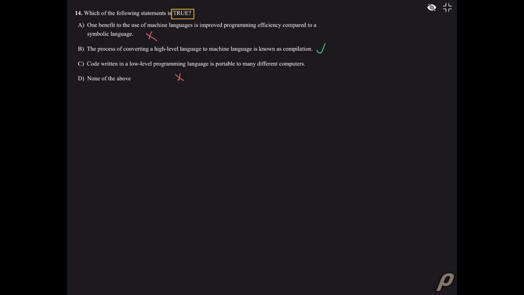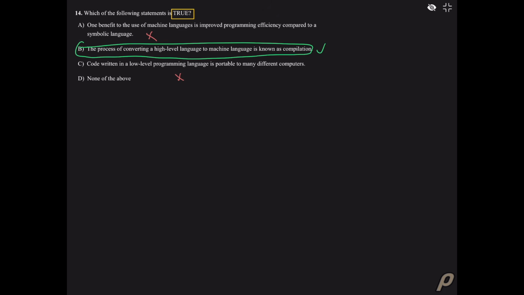So something that's using x64 architecture is not going to work on an ARM Cortex. Those words probably don't mean much to most of you, and you don't need to know what those mean. But just know that anything in a low-level programming language, the assembly is pretty specific to the processor architecture that's on the computer. So that is indeed false. So we do know that B is the correct answer.